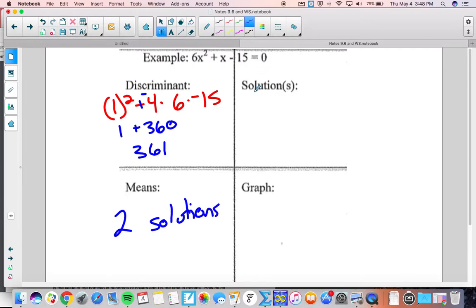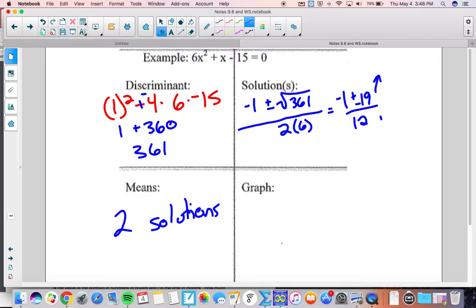So I can plug that back into the quadratic formula. The opposite of b plus or minus the square root of, I already did the b squared minus 4ac and got 361, all over 2 times a, which is 6. The square root of 361 is 19. So we have negative 1 plus or minus 19 divided by 12. So now we do have to split. This is how we get our two solutions. Adding 19 and subtracting 19 are two different operations. So negative 1 plus 19 divided by 12 and negative 1 minus 19 divided by 12.